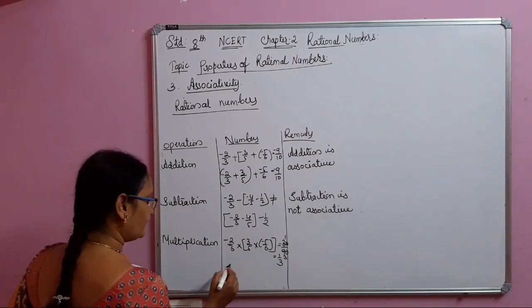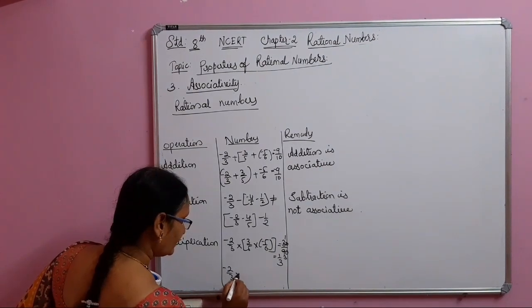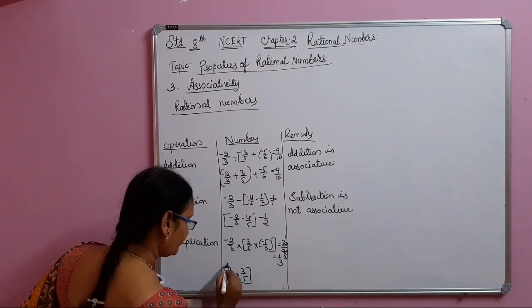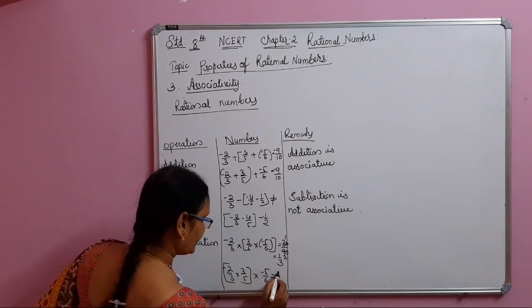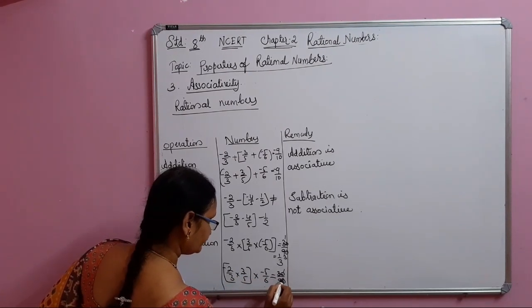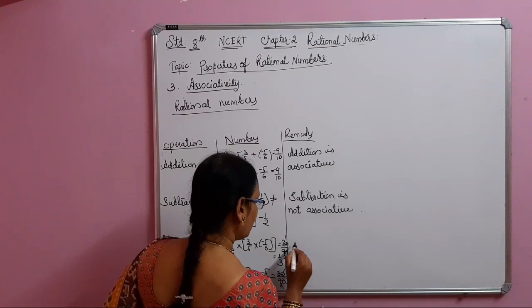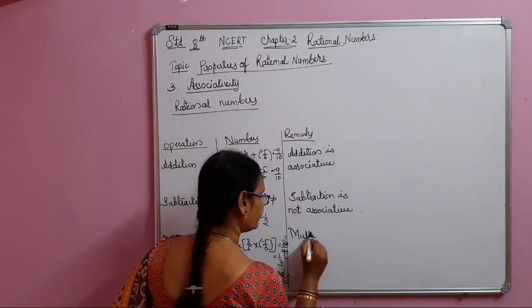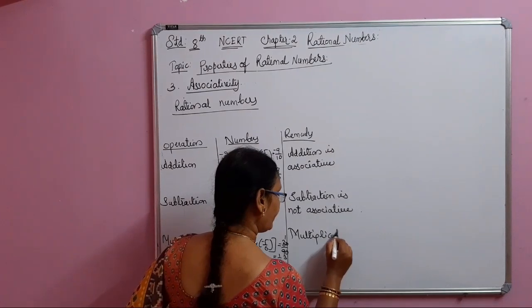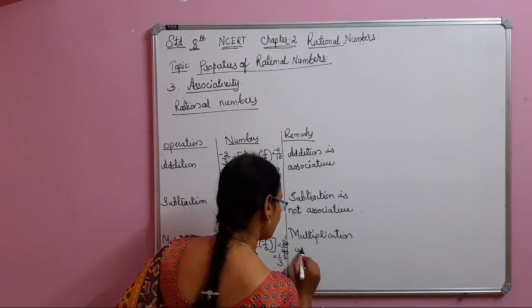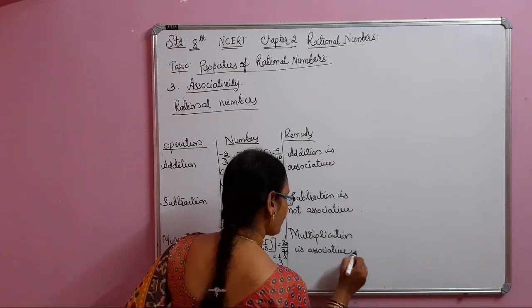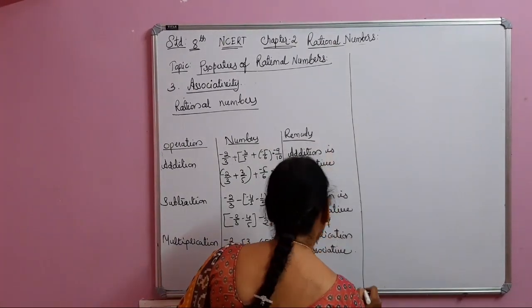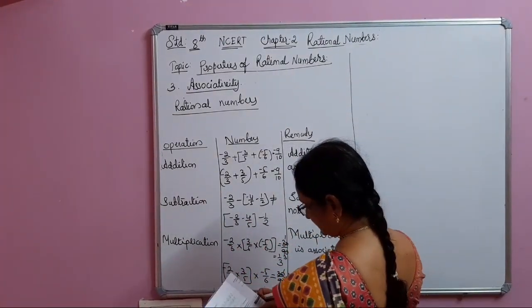Even if you write it in a different way, minus 2 by 3 into 3 by 5 into minus 5 by 6, 6 5s are 30 by 90 only. The answer is 1 by 3. That means multiplication is associative. Then in the same way, division is not associative.